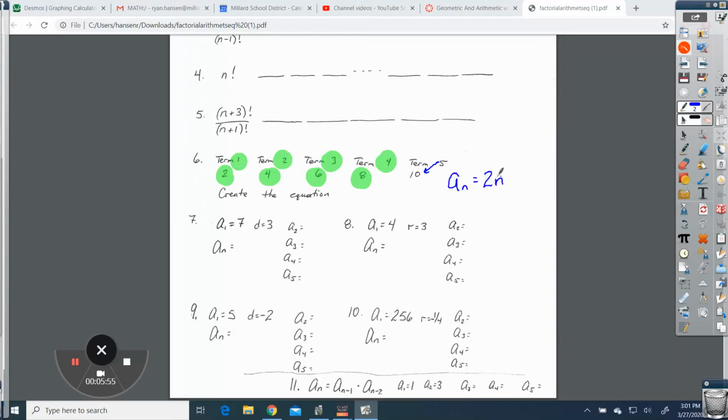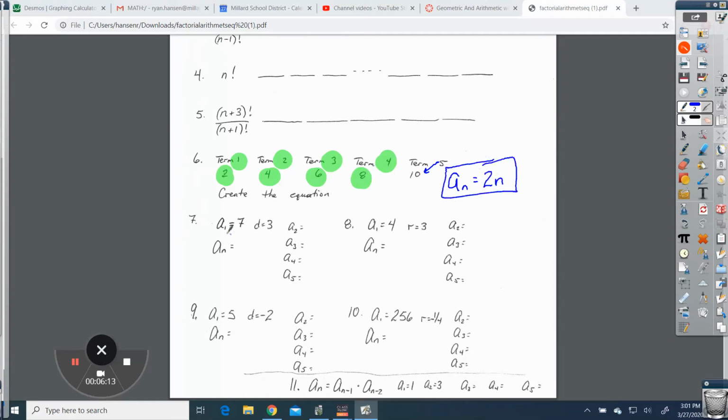Remember, n is the term number. So A5 would be the 5th term. A3 is the 3rd term. So the n is like the term that we're on. So the 7th term would be 2 times 7, which would be 14. Okay, so that's the equation.